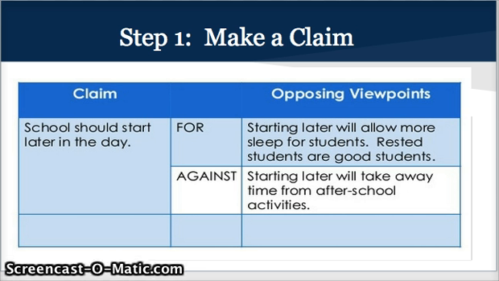Let's begin by going through the 3 steps in making a claim. Step 1. Say your topic is related to school starting time. Then a possible claim could be, school should start later in the day. Remember that your claim has to be arguable, meaning it needs to have at least 2 sides. And as you can see, there's the pro and the con here.